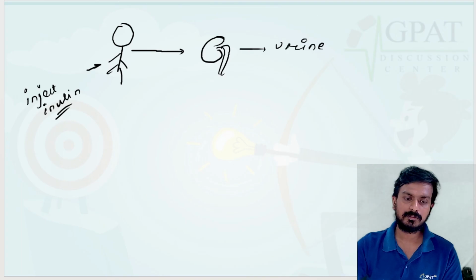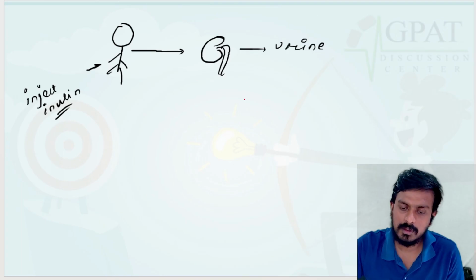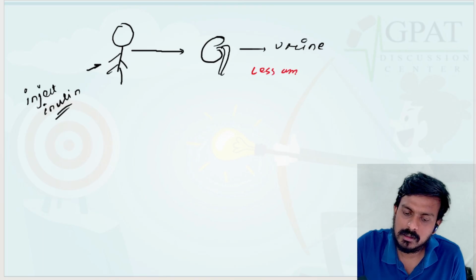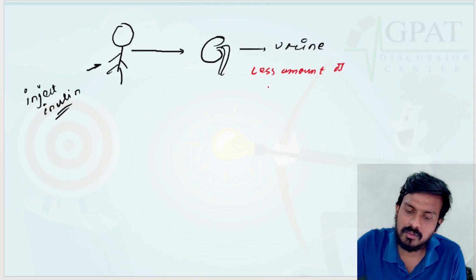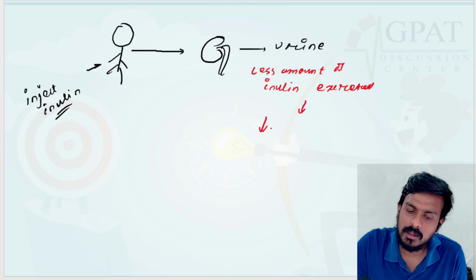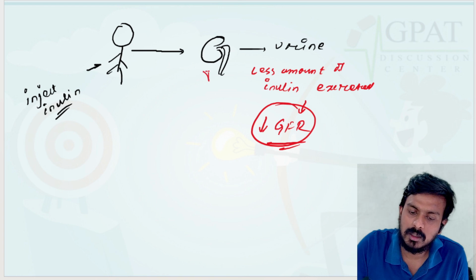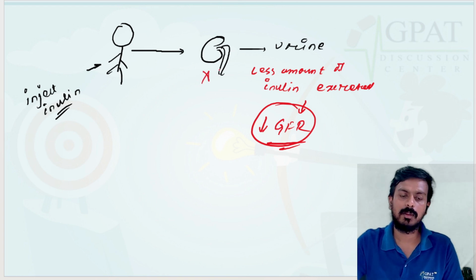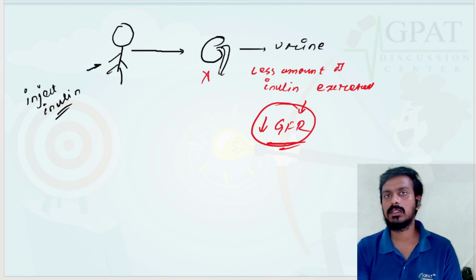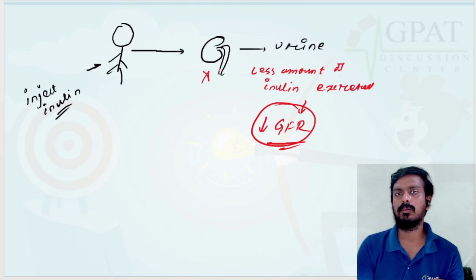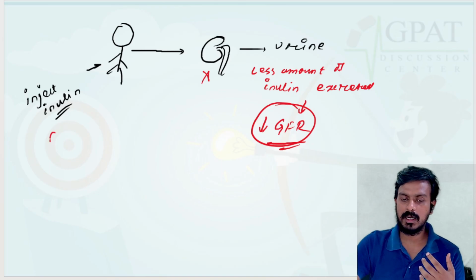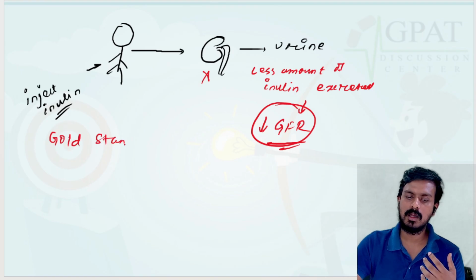If less inulin is excreted, that means you have a lower glomerular filtration rate. That means your kidney has some problem, or you have a type of kidney disease. This is how we assess the glomerular filtration rate with the help of inulin. And remember, it is a gold standard method for assessing kidney function.